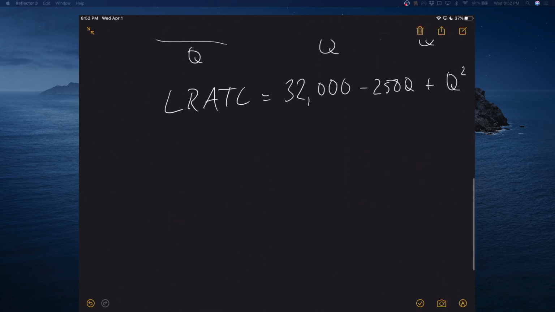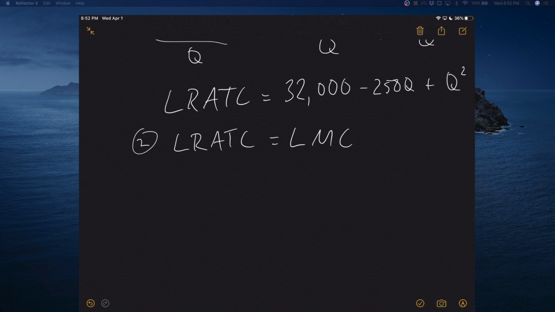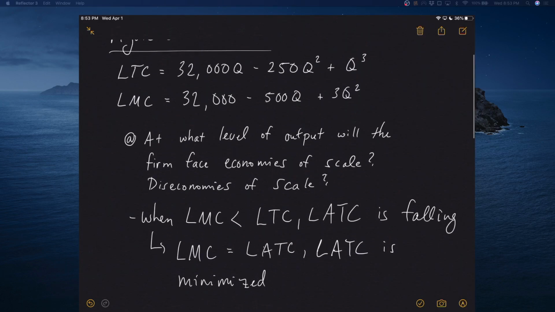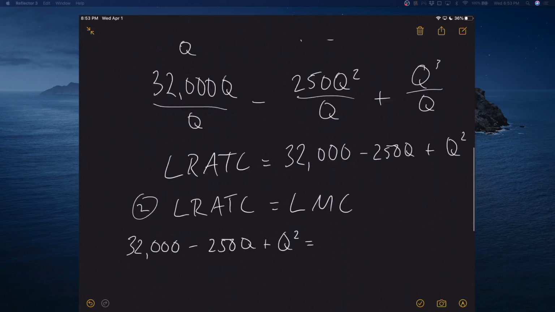Step 2, we're going to set that long run average total cost equal to the long run marginal cost that we have above. So we've got 32,000 minus 250 Q plus Q squared equals 32,000 minus 500Q plus 3Q squared.